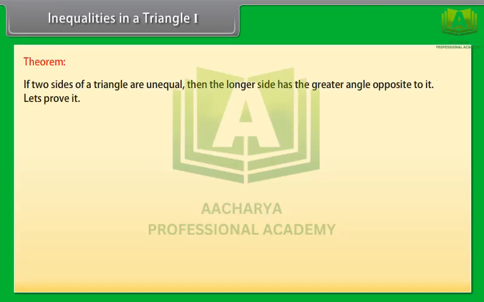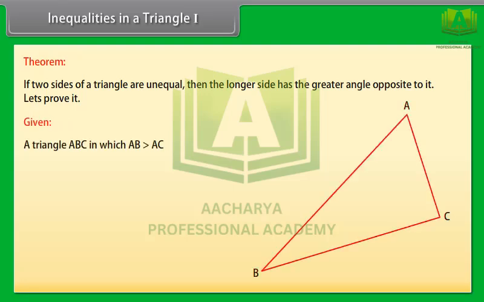Theorem. If two sides of a triangle are unequal, then the longer side has the greater angle opposite to it. Let's prove it. Given is a triangle ABC in which AB is greater than AC. We have to prove that angle ACB is greater than angle ABC.